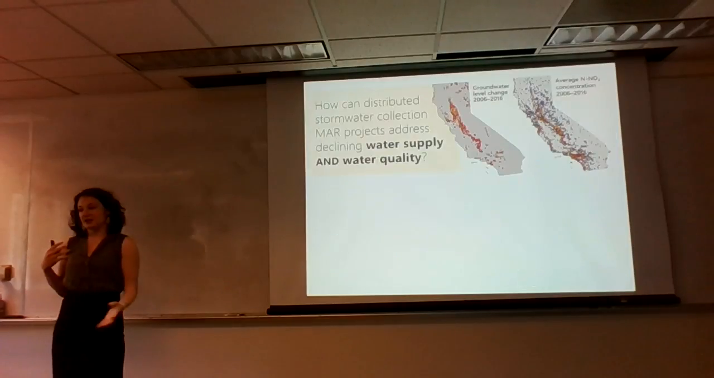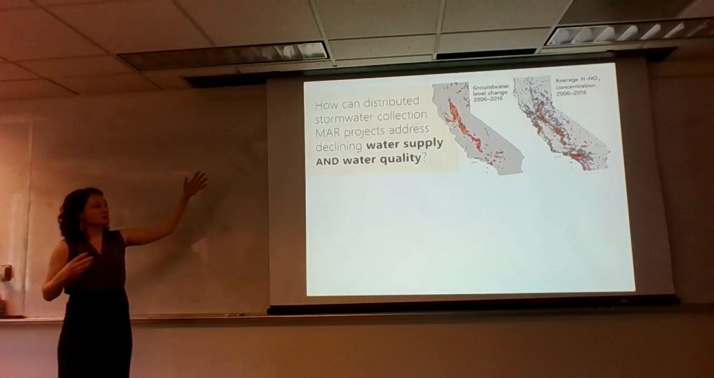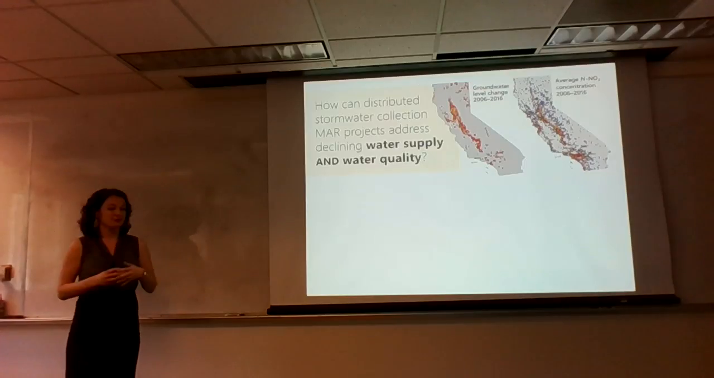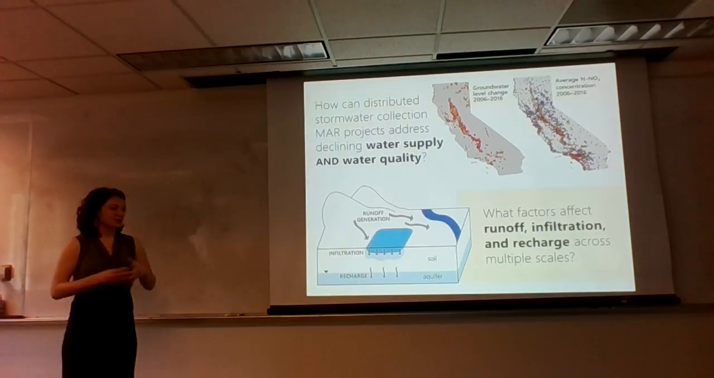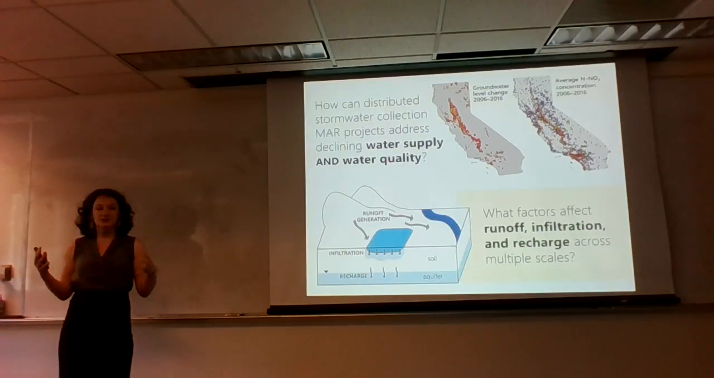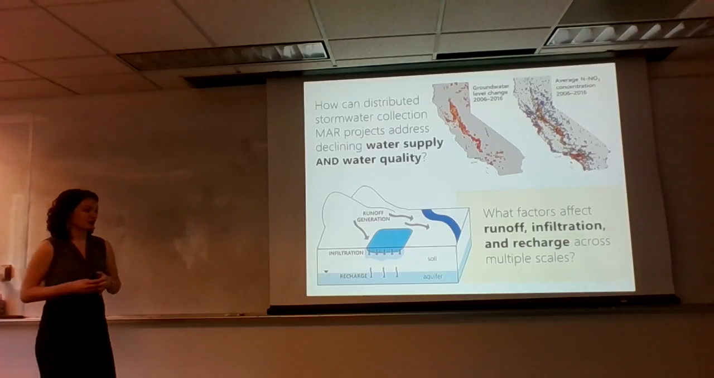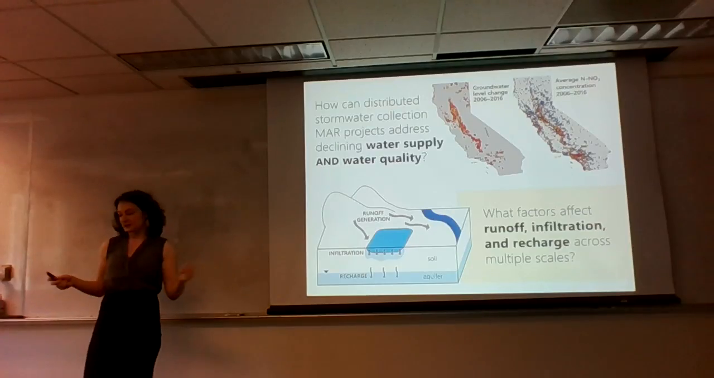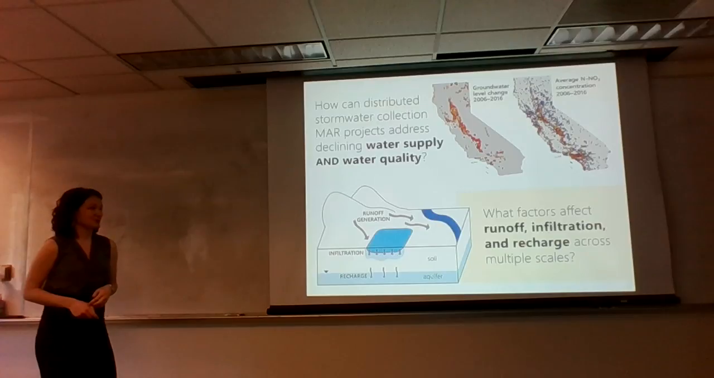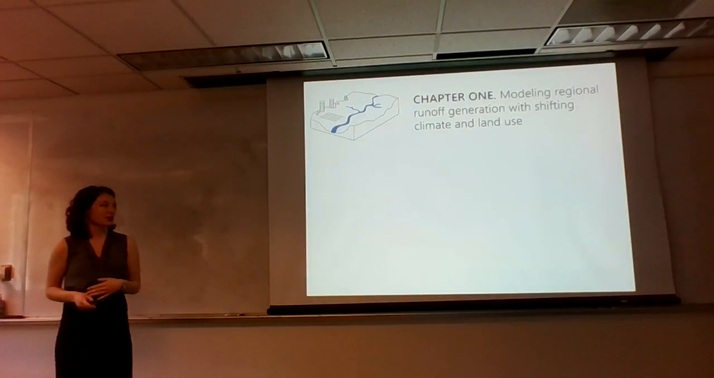For my dissertation presentation today, I have two primary goals. I wanted to learn how distributed stormwater collection projects could effectively improve groundwater supply and groundwater quality. And I also wanted to use DSC-MAR projects as a lens to learn more about the processes of runoff, infiltration, and recharge. And in particular, I want to know what factors impact those processes across multiple spatial scales. Today, I'll share 3 different chapters addressing those 2 questions.